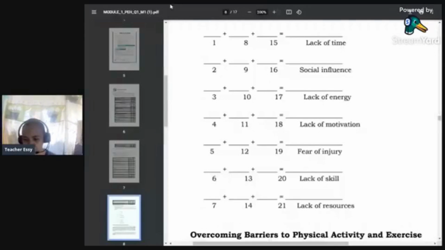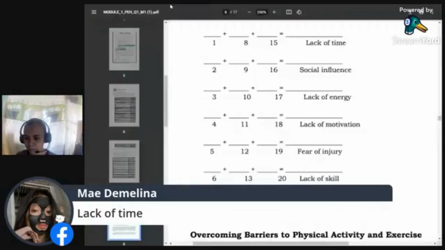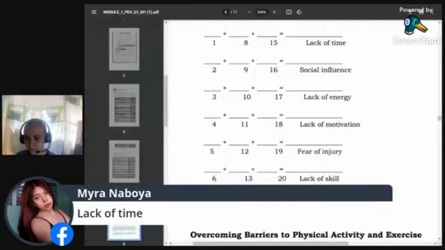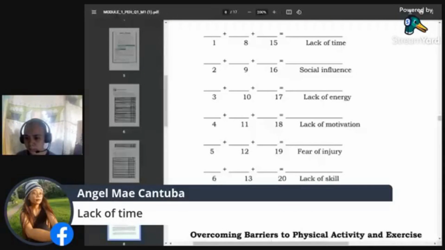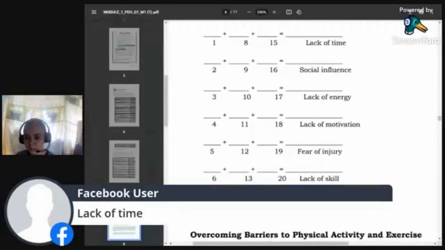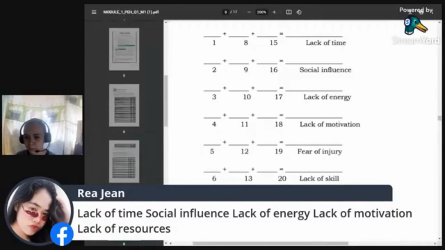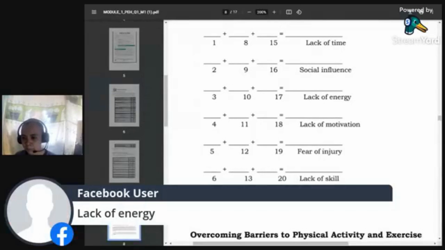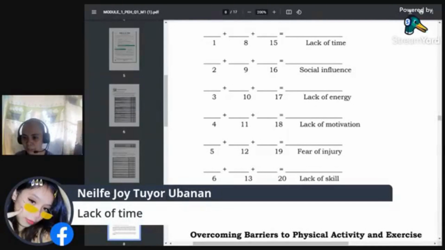Lack of time, lack of time. For me, De Melina, it is lack of time. For Myra Naboya, also lack of time. Angel May Cantuba, only lack of time. How about the others? For Rhea Jean, lack of time, social influence, lack of energy, lack of motivation, lack of resources. Mostly lack of time. For this Facebook user, I don't know your name, please grant StreamYard permission. Lack of energy. Hi, Neil Fe. Our dear president, it's lack of time.